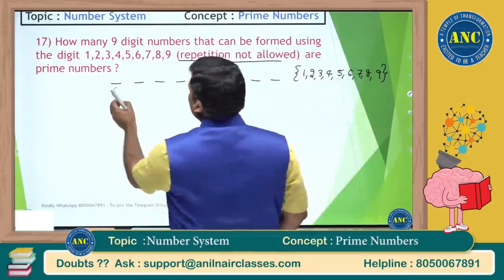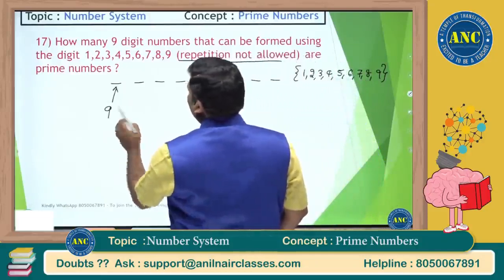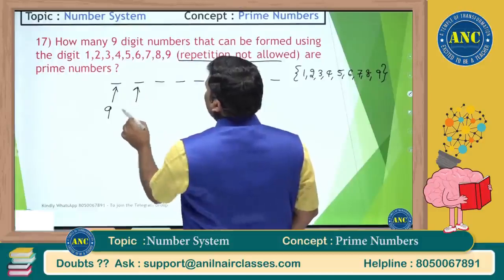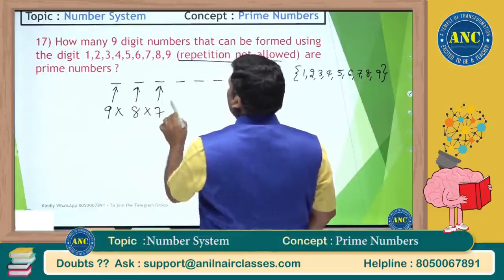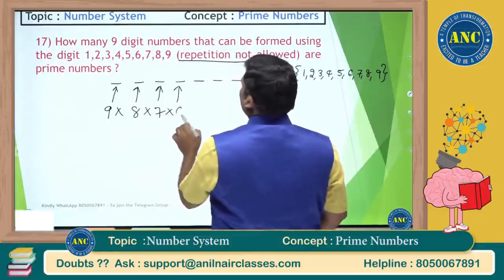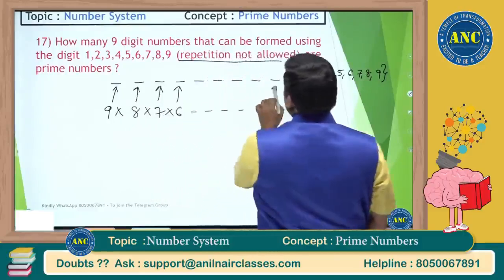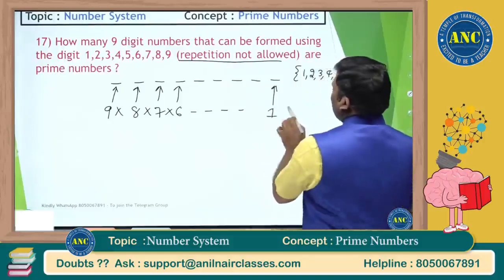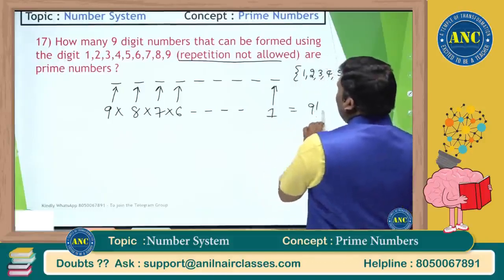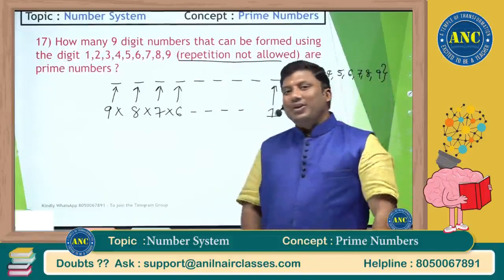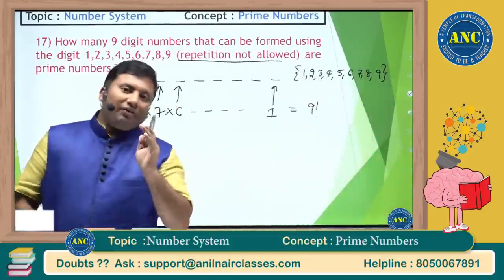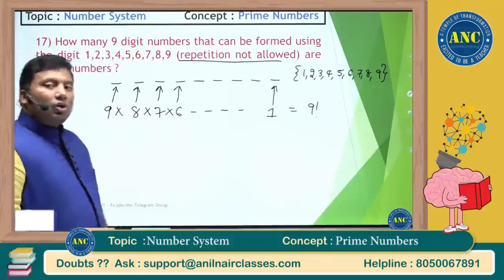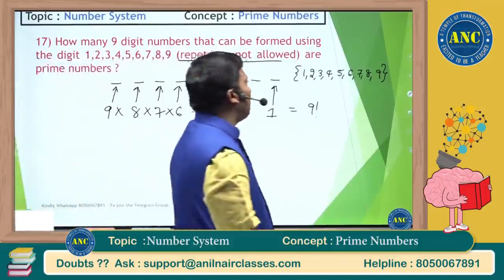Since there is no 0, any one digit out of 9 can come in the first place. One is fixed, repetition not allowed, so 8 can come, 7 can come, 6 can come, and so on up to the last one digit left for the last place. Total there are 9 into 8 into 7 into 6 into 5 into 4 into 3 into 2 into 1. Total 9 factorial numbers are there.